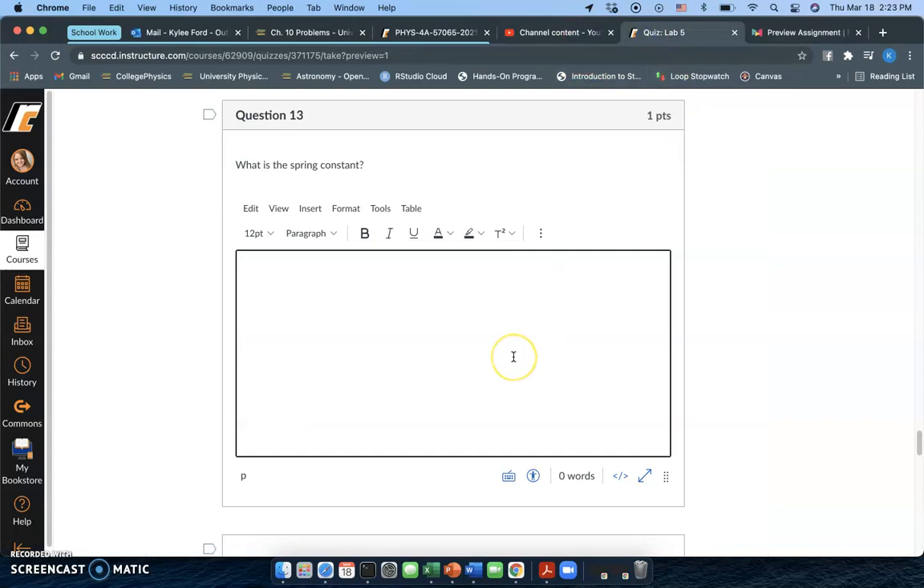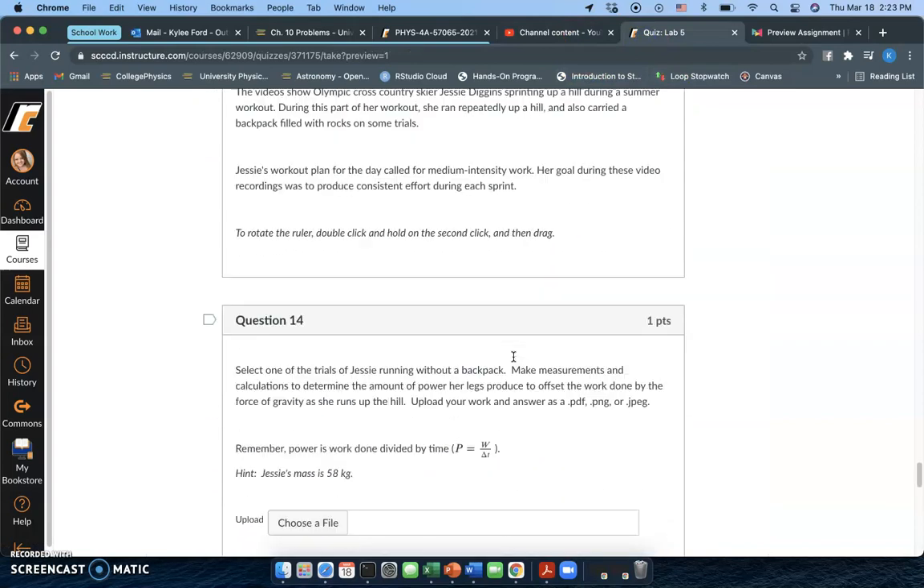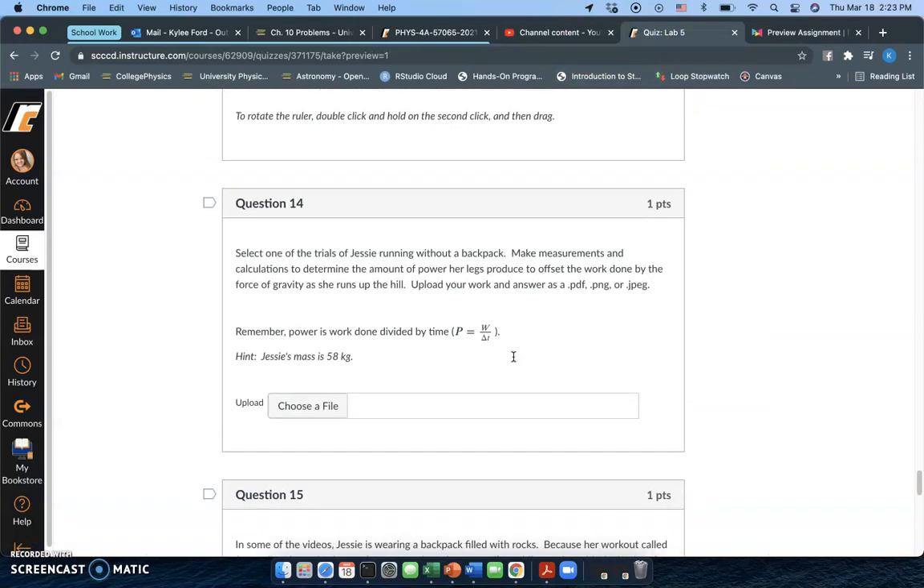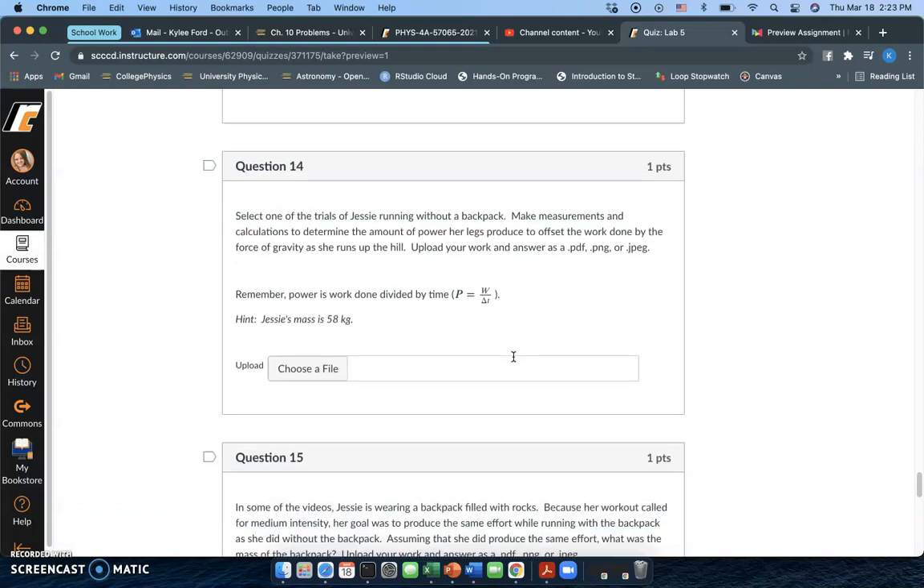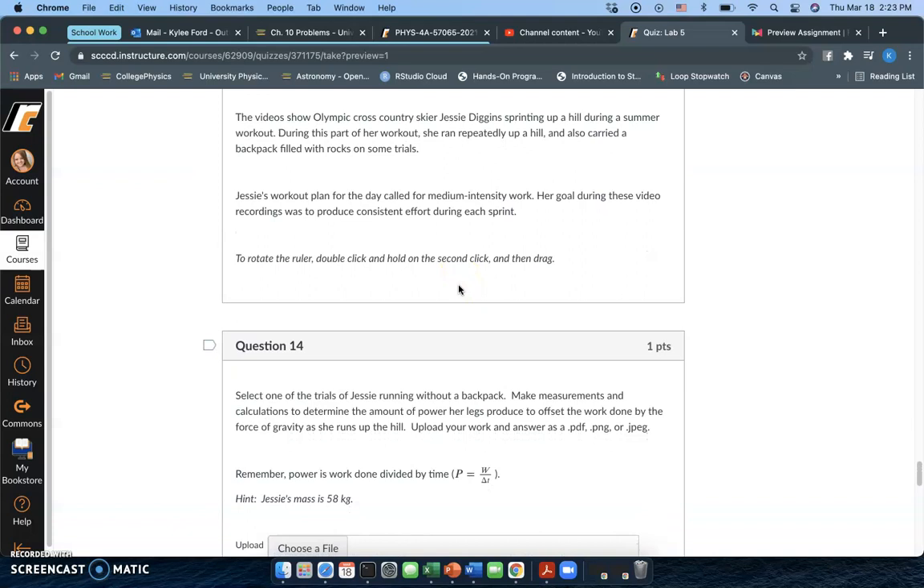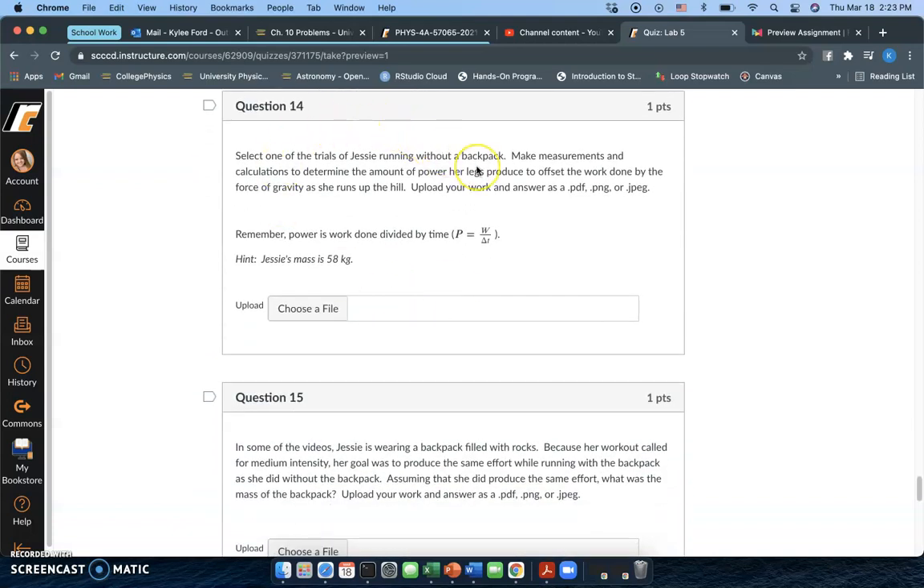It tells you what to do. It tells you that the power is work done divided by time. Select one of the trials without the backpack, make measurements, and calculate to determine the power her legs produce to offset the work done by the force of gravity.